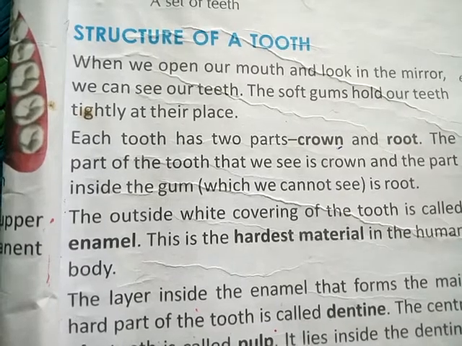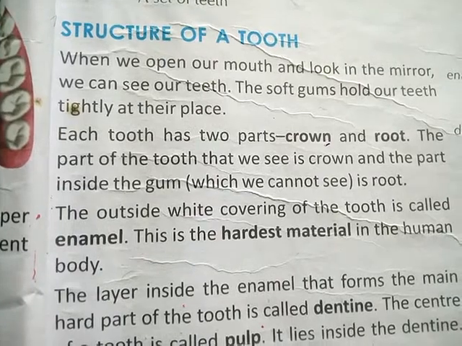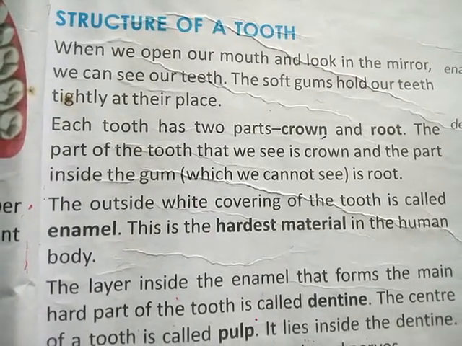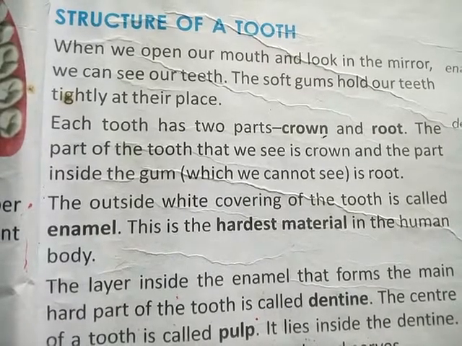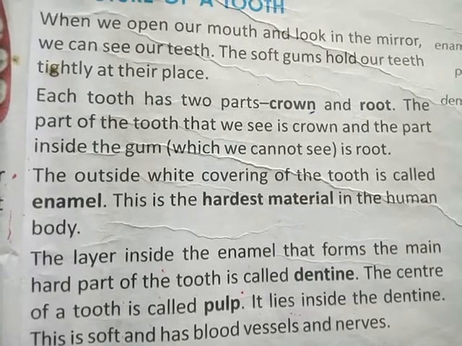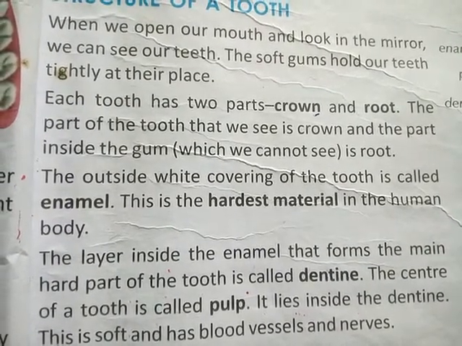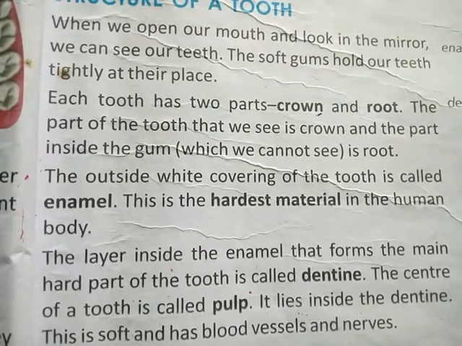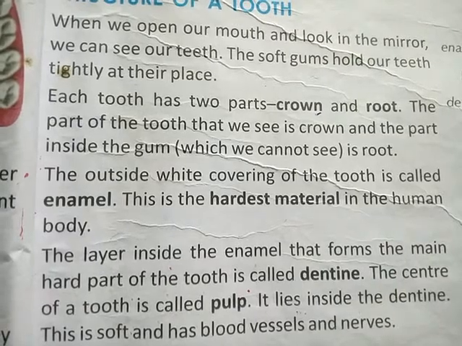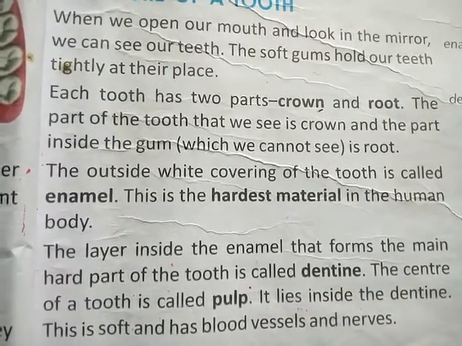Now, structure of tooth. When we open our mouth and look in the mirror, we can see our teeth. The soft gums hold our teeth tightly in their place. Each tooth has two parts, crown and root. The part of the tooth that we see is crown and the part inside the gum which we cannot see is root.